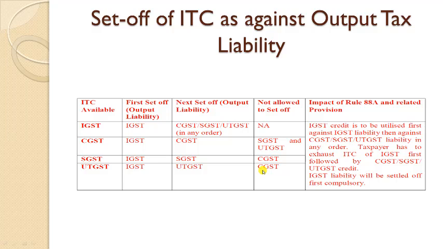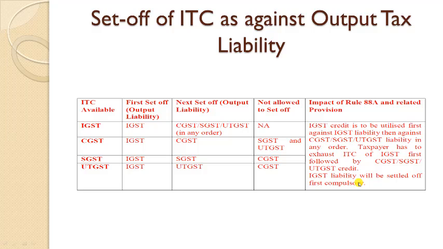Once again, please remember this. It cannot be set off. The input tax credit available under UTGST cannot be set off against CGST. Impact of Rule 88A and related provisions. IGST credit is to be utilized first against IGST liability, then against CGST, SGST, UTGST liability in any order. Taxpayer has to exhaust input tax credit of IGST first, followed by CGST, SGST, UTGST credit. IGST liability will be set off first compulsorily.